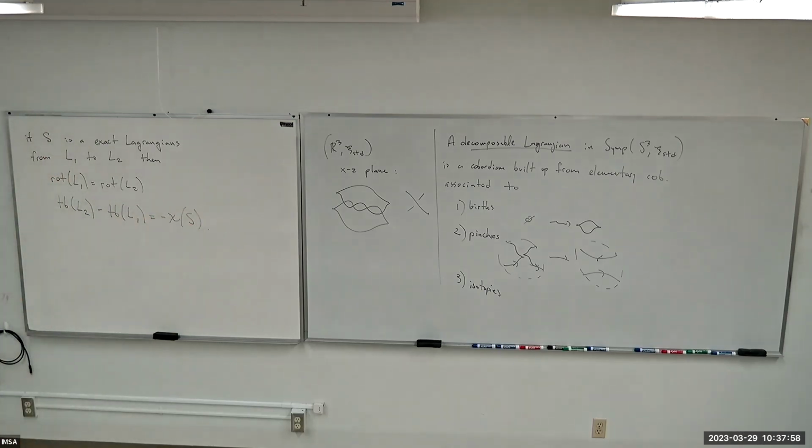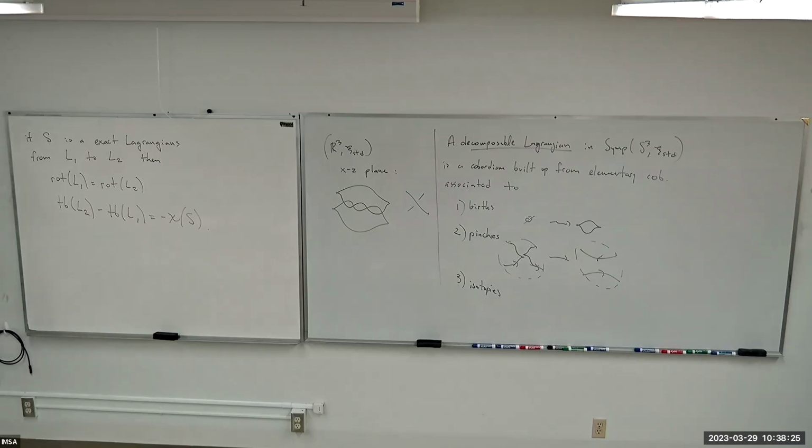This is very different from the smooth category. In the smooth category, there are always link cobordisms, and the question is, what is the minimal genus of a link cobordism? Here the genus is constrained by classical invariants of the Legendrian ends.